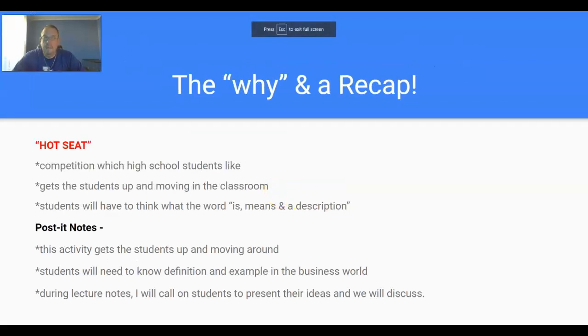The why and recap. I picked hot seat because high school students love competition. It gets them up moving around the classroom. It gets them working together as a team to think of words they can use to describe one of the new vocabulary words. So they have to think of words they can use with stuff they know, and work as a team on that. They have to come up with what the word is, means, and a description.